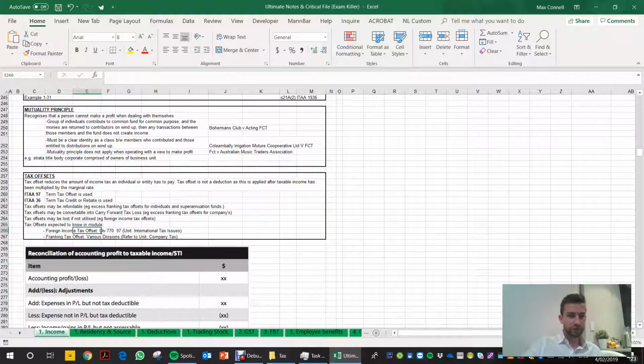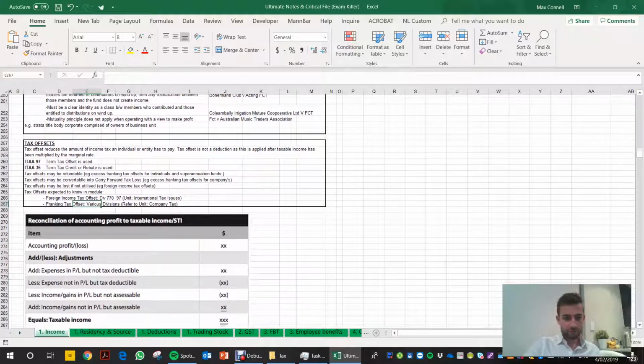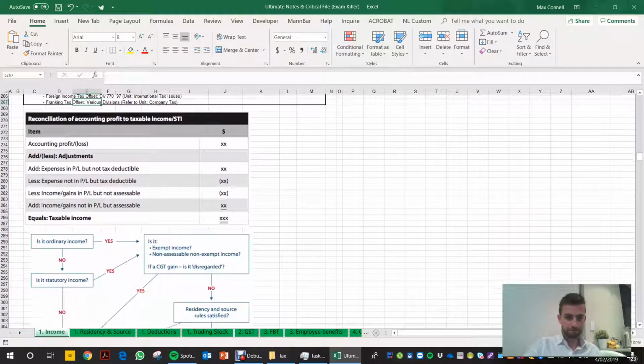Okay, so the two main offsets that we're really going to talk about in the tax module. There's the foreign income tax offset. We won't really touch on this again until the end, when we look at international tax issues. And the other one is the franking tax offset, which we'll look at quite closely and relatively soon when we look at companies. Okay, so that's pretty much the first chapter, income.